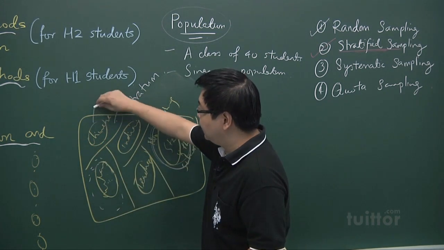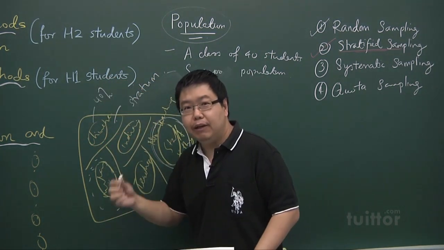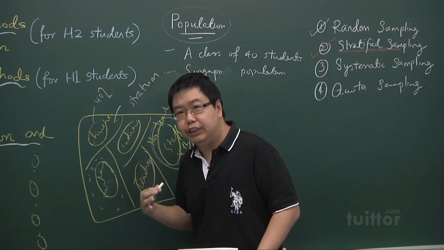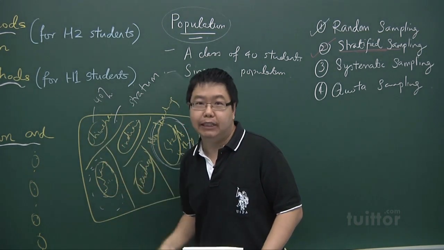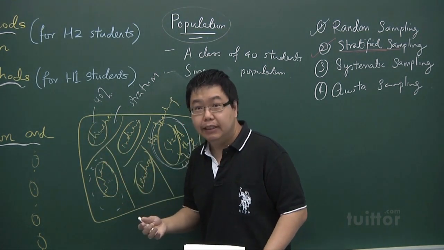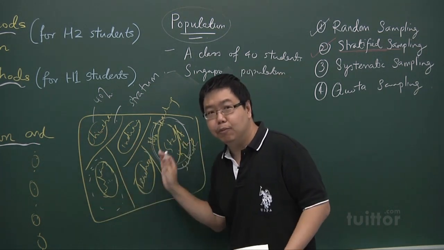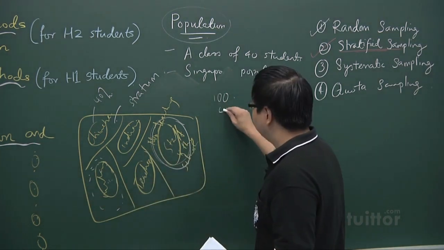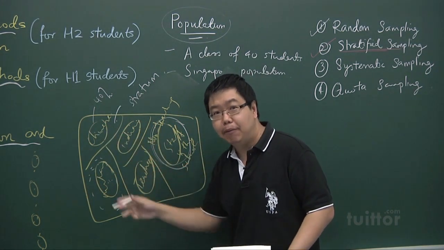For example, if the Chinese comprises, say, 40% of the school population, then when we sample, we will actually ensure that the number of people that we are sampling from this group is also 40% of the entire sample size. That means if you're going to pick 100 people from this school population, we must ensure that 40 of them come from Chinese, because Chinese make up 40% of the population.